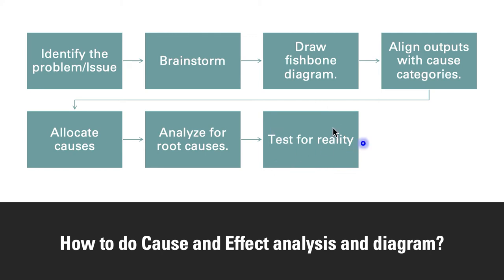Okay? And number 7, the last one, test for reality. Test the most likely cause. For example, through data gathering and observation, if this has not already been done. No? A fishbone may be developed for each discrete activity within the process that is generating the output or the effect so that the costs are linked together to particular steps in the process.